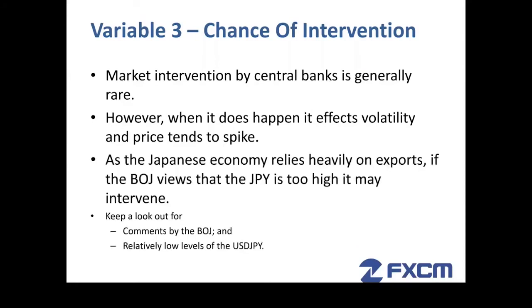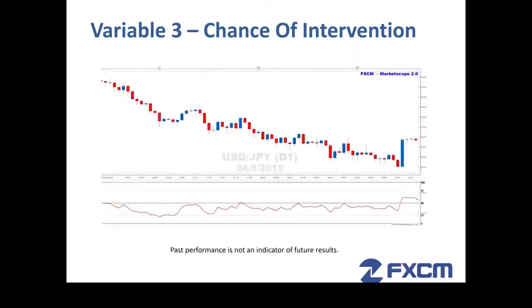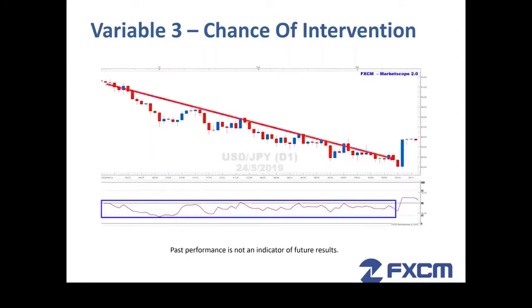Now, with regards to the Japanese economy, it relies heavily on exports. So if the Bank of Japan views that the Japanese yen is too high and is damaging to the export industry, it may intervene. So keep a lookout for comments by the Bank of Japan, or if there are relatively low levels of the US dollar to the Japanese yen. Take a look at our next slide.